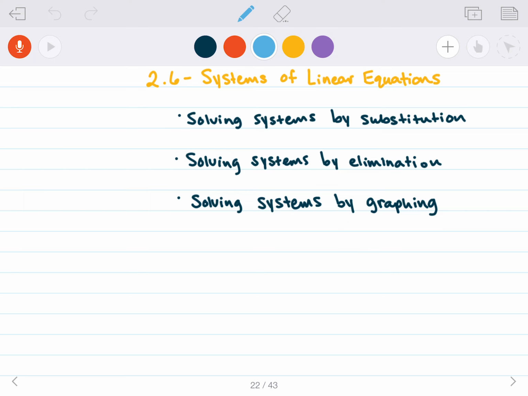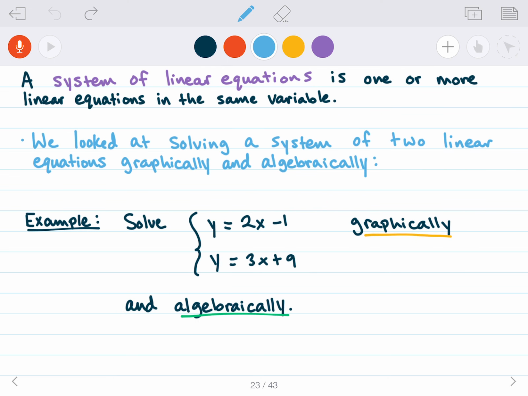Hey guys, in this video we're going to talk about Chapter 2, Section 6, Systems of Linear Equations. A system of linear equations is just one or more linear equations in the same variable. This terminology is new, but we actually did this in the last video.